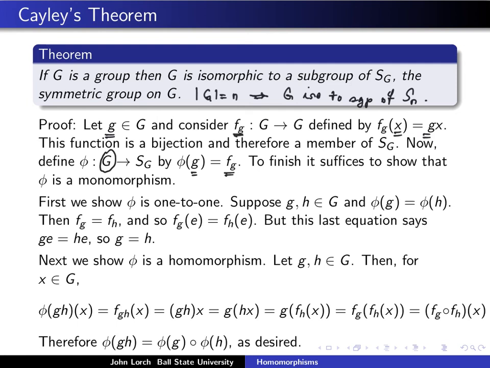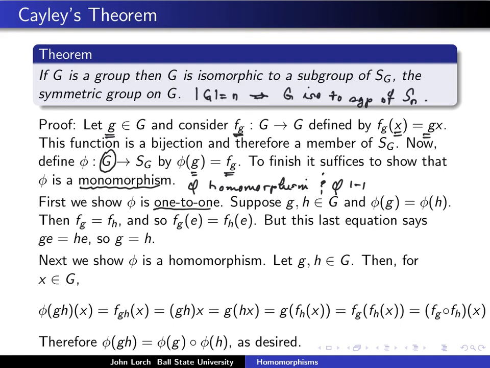So what we want to do to finish the proof of the theorem is to show that this phi is a monomorphism. What that means is that phi first is a homomorphism, meaning that it preserves the operation, and that phi is 1-to-1. So monomorphism means two things. It means homomorphism plus 1-to-1. So the first thing we'll do is handle the 1-to-1 business.